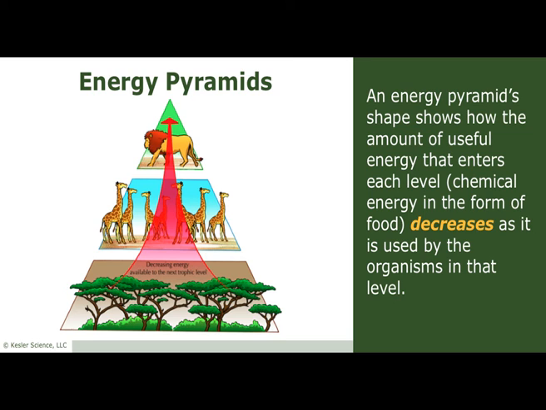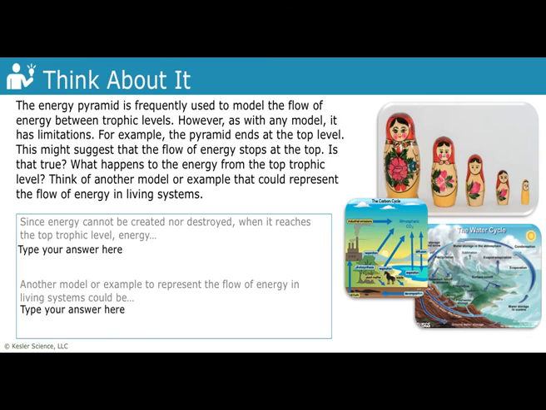Your energy pyramid is in the shape of a triangle, and it shows the amount of useful energy available at each level. And you should notice that as you go up, it becomes more narrow. And why it becomes more narrow is because there's less and less available at each step in our ecological pyramid. So energy pyramids are a type of ecological pyramid, and it shows the amount of energy available at each level. Complete your think about it.